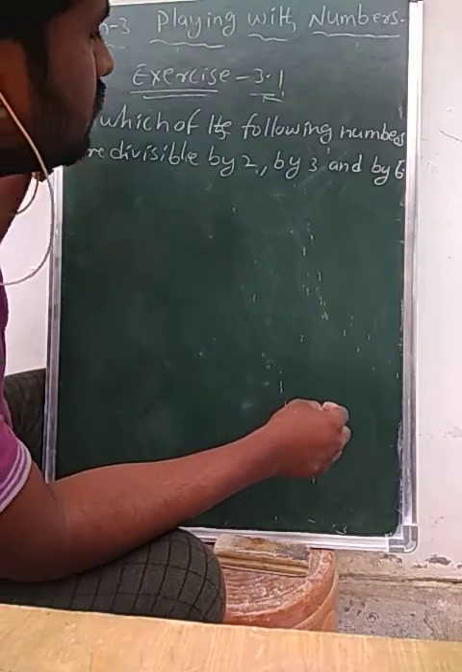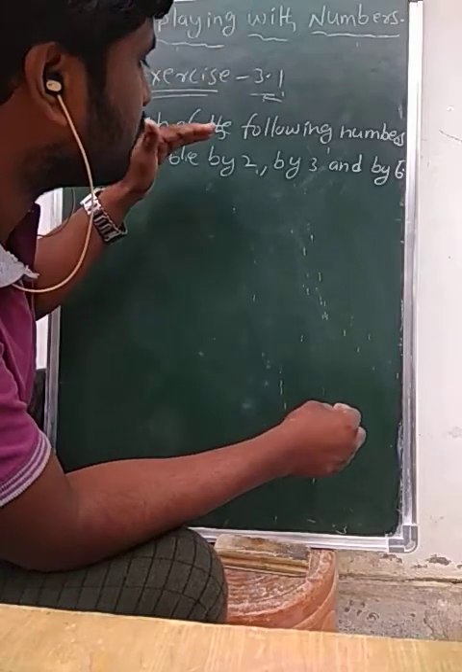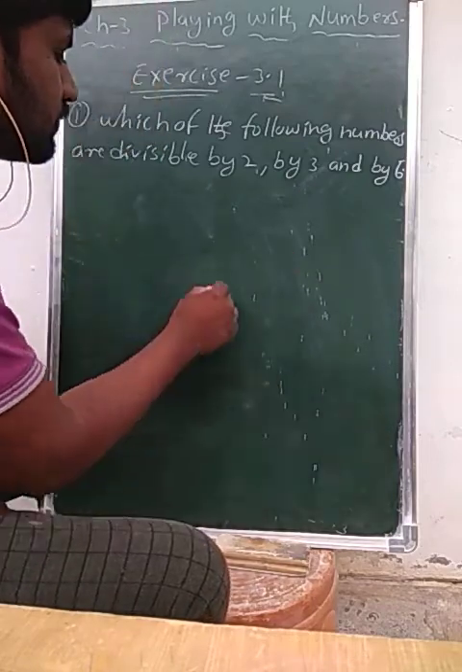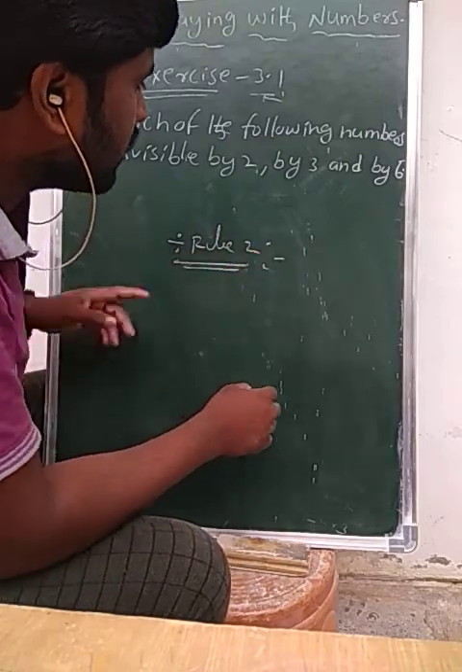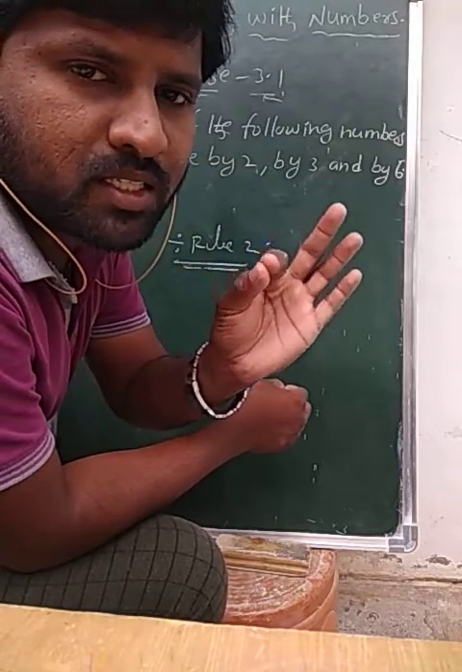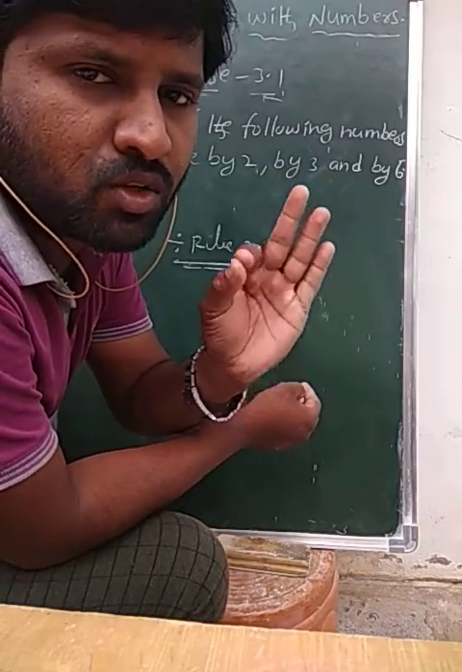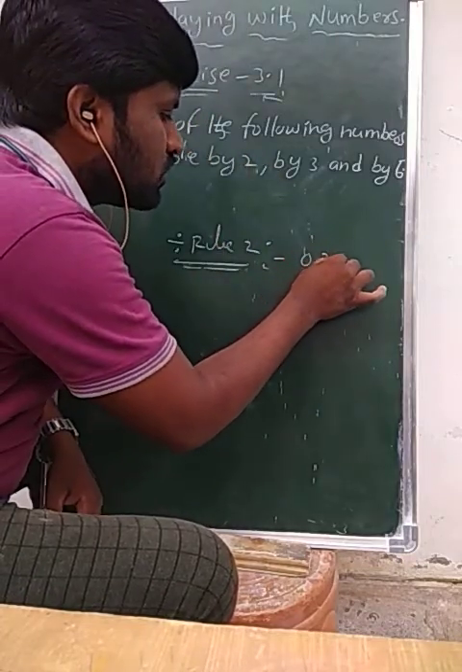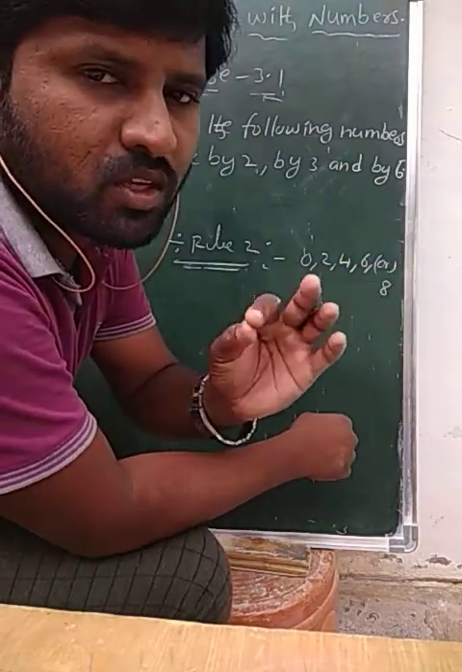So before going to discuss this problem, I just want to quickly revise what we learnt about divisibility rule 2, divisibility rule 3 and divisibility rule 6. We know divisibility rule 2. Any number, you take any number, its ones place digit or unit place digit should end with either 0, 2, 4, 6 or 8. Then it is divisible by 2.